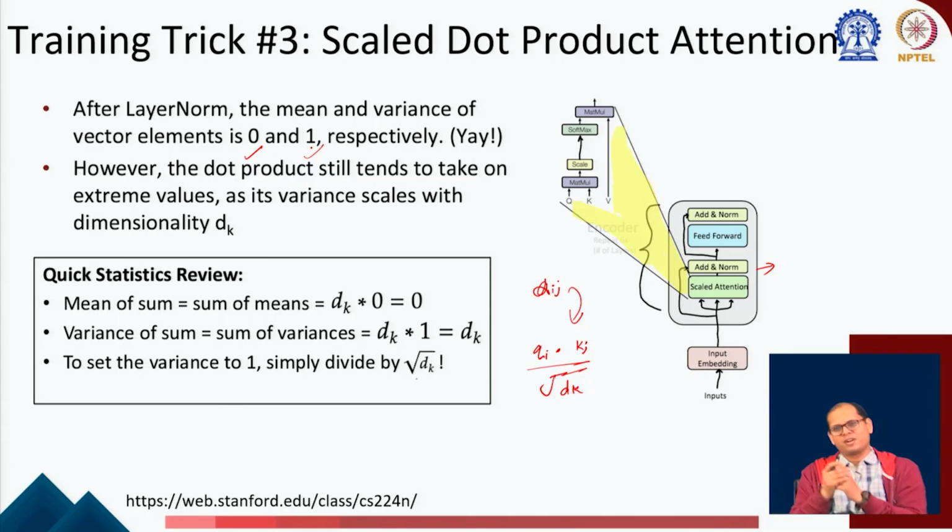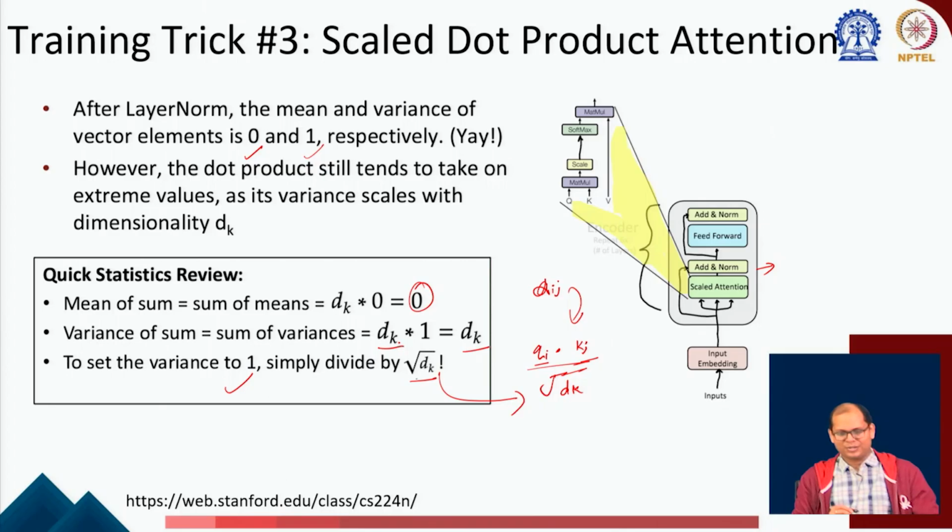But when you do a dot product, what changes? Let's see. What happens if I do the dot product of qi and kj? You can just use a bit of statistics. You will find that the mean will become 0, but the variance becomes dk. If you divide by the square root of dk, the standard deviation will become 1. That is the reason. But how do you get this variance as dk?